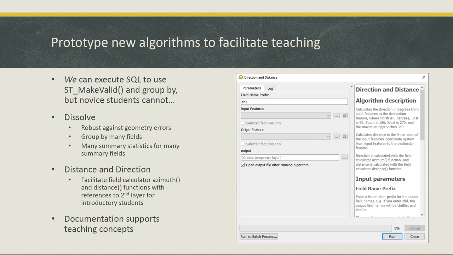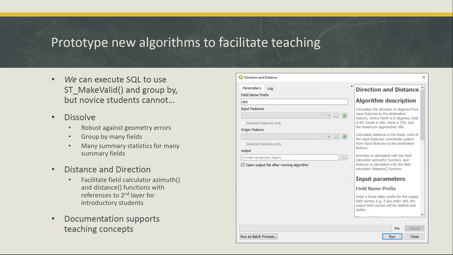So I just used Graphical Modeler to quickly prototype a couple of things. One was a dissolve tool that executed that SQL for them. So that tool does what I could not find in any other dissolve tool in open source, which was it was robust against geometry errors. It could group by 0, 1, or many fields, and it could generate multiple summary statistics for multiple numerical fields.